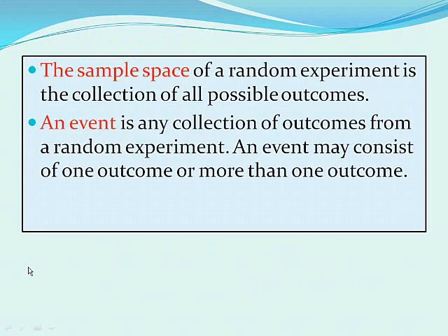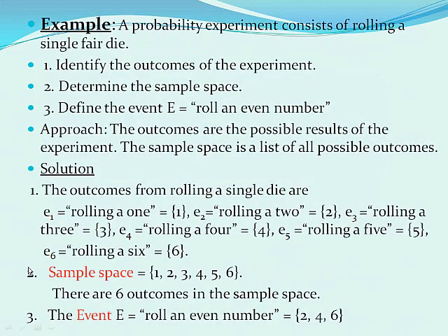The sample space of a random experiment is the collection of all possible outcomes. An event is any collection of outcomes from a random experiment. An event may consist of one outcome or more than one outcome. Let's look at an example.